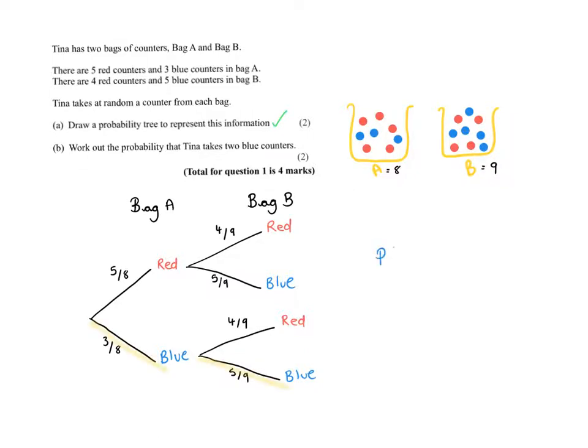So this one's a little bit easier. Work out the probability that Tina takes 2 blue counters, so you're just looking at the bottom section of your tree diagram. So rather than work out all of the probabilities, I've just multiplied those two together. So 3 over 8 multiplied by 5 over 9, you should have got 15 over 72.